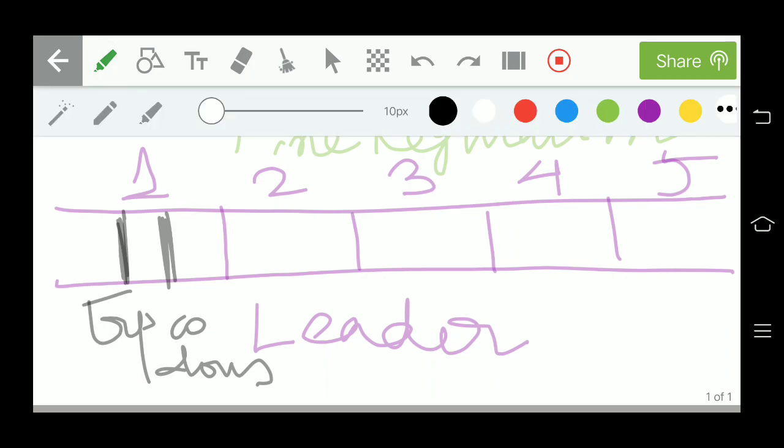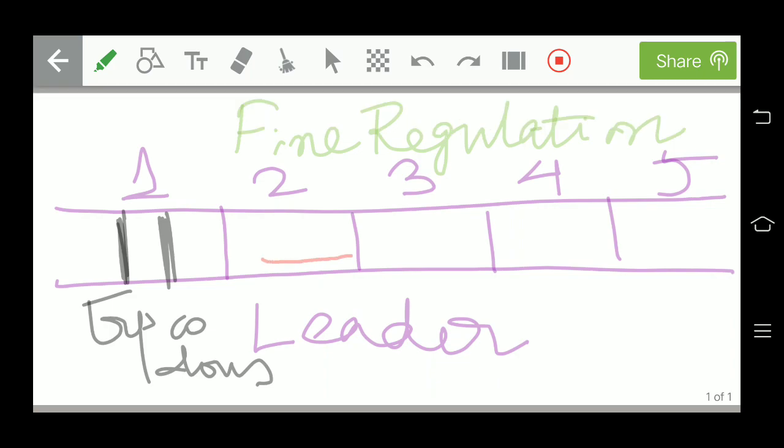Next segment are your 2 and 3. So this 2 and 3 have palindromic sequence, and these palindromic sequences are complementary to each other. So they can form a stem and loop, whereas 3 and 4 is again complementary in nature. So again 3 and 4 can also form a loop. But what is the difference in formation of loop between 2 and 3 and 3 and 4? Let's see.